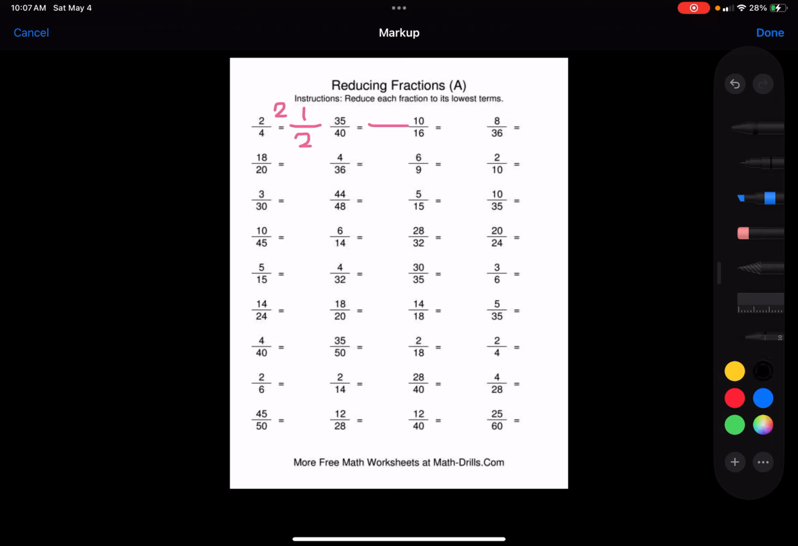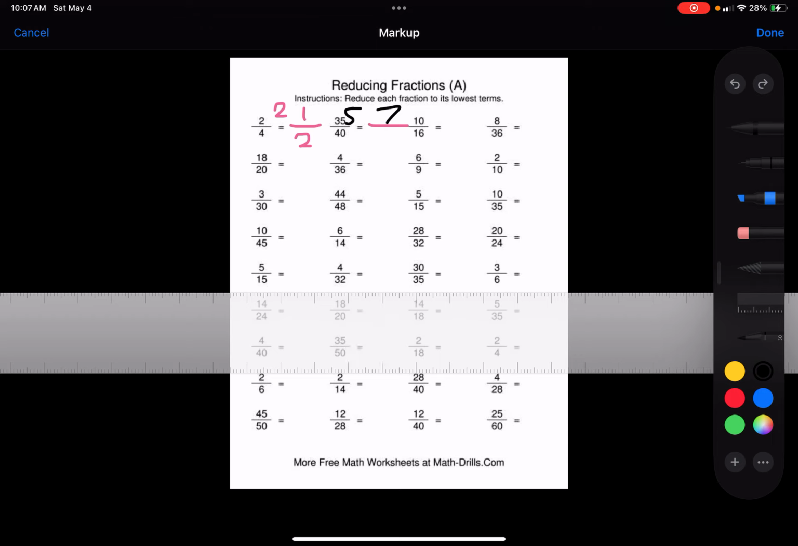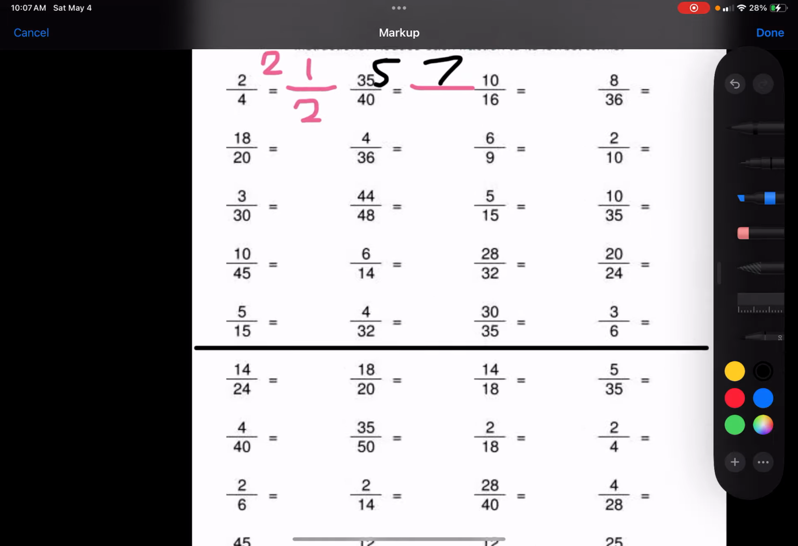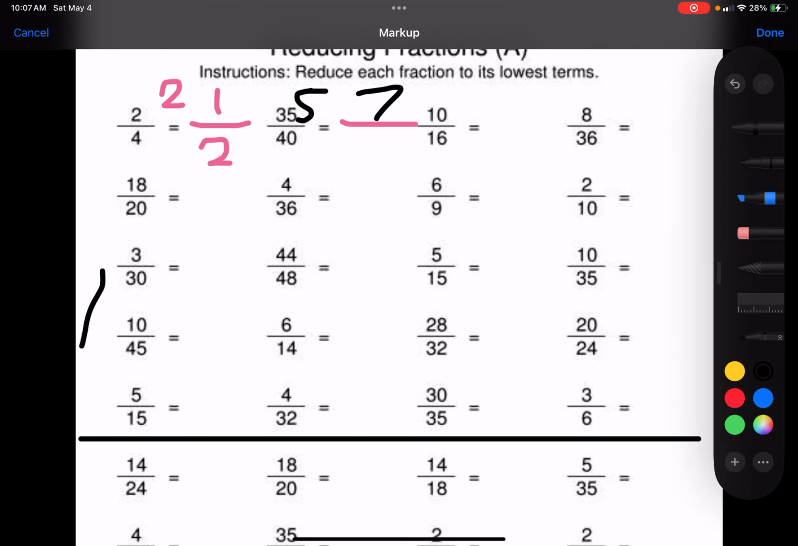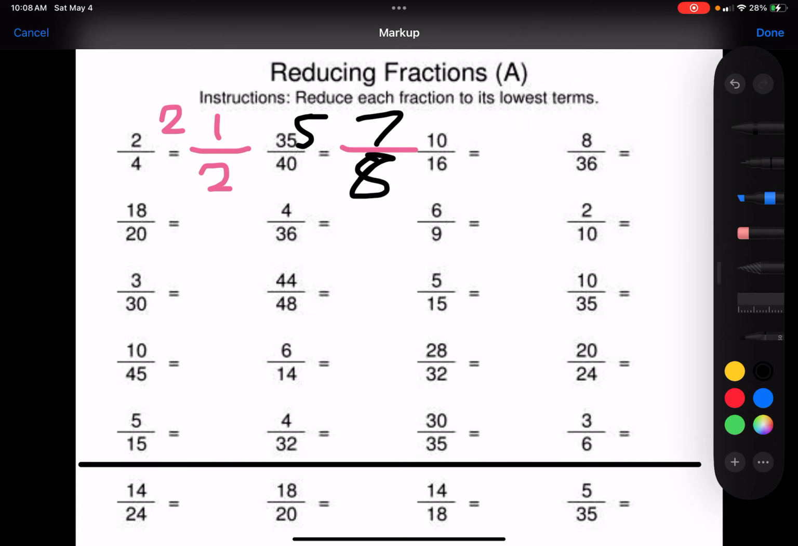Next one will be 35 and 5. So I can say 5 times 7. So that will be 7. We're going to do these problems here. And then we'll be going with 8. So the answer to this problem will be 7/8.